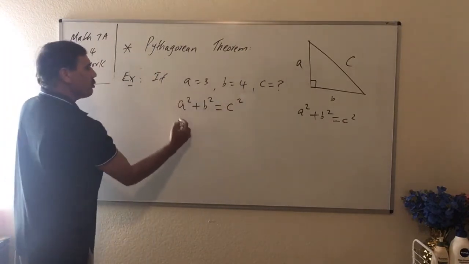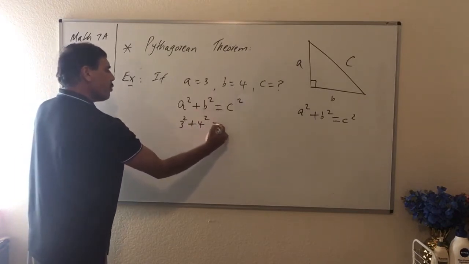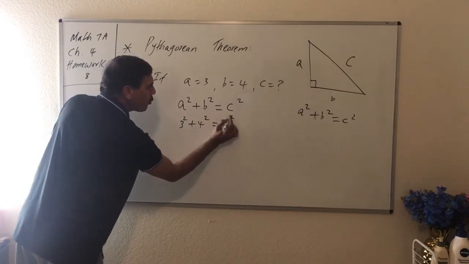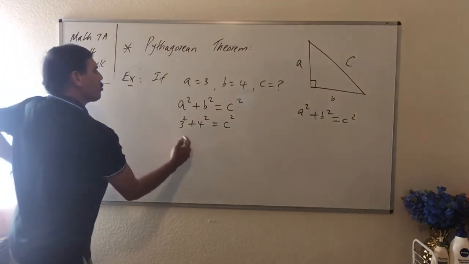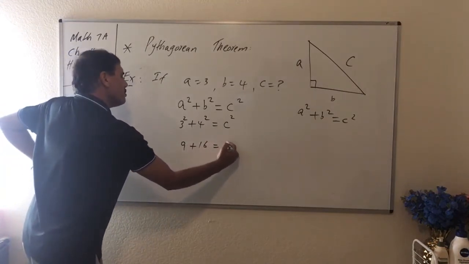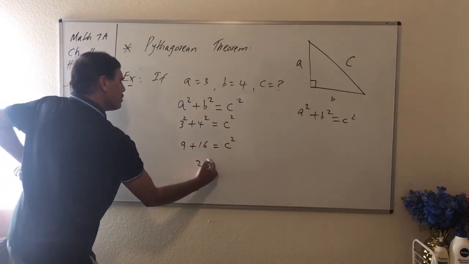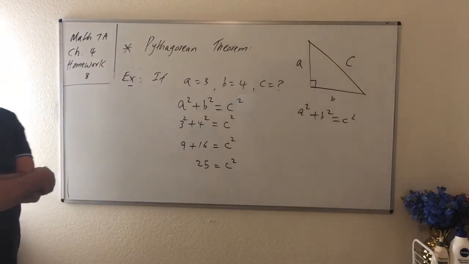A is 3, so 3 squared. B is 4, so 4 squared. And we do not know C, so make sure you do not lose this square. That's the first step. Now open the squares. 3 squared is 9. 4 squared is 16. This is still equal to C squared. 16 plus 9 is 25. So 25 equals C squared.